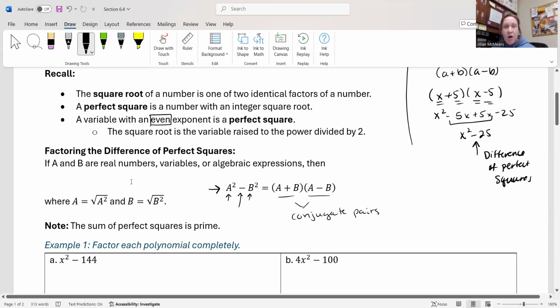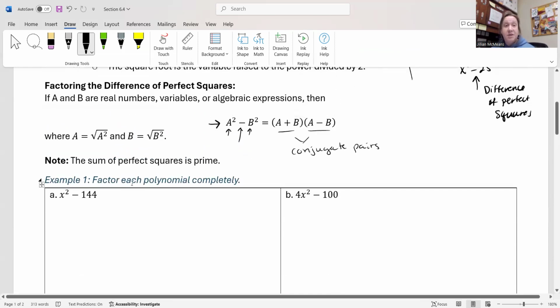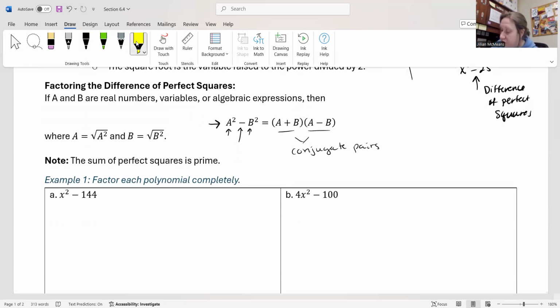So for example one, let's do 4 examples. So example 1 has 4 parts. Ooh, I do need to mention this. One thing you do need to notice is the sum of squares is prime. This is exclusive to the difference of squares, which means subtract, okay? So if you have two perfect squares, but you're adding them, no luck. Nothing's going to happen there, okay? You could potentially have a GCF, but that's it.